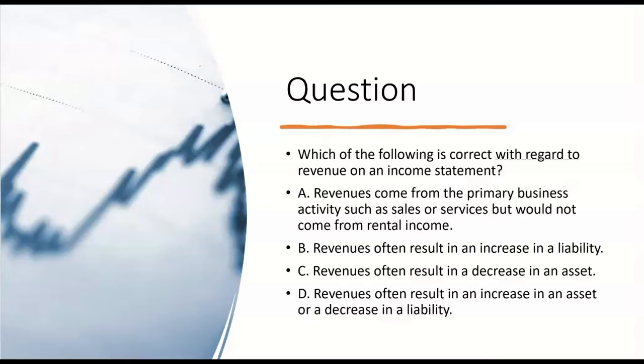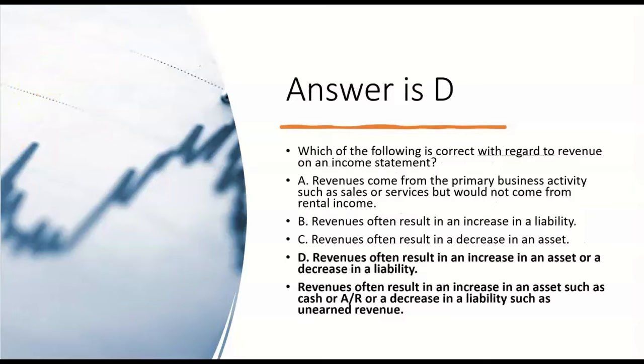C, revenues often result in a decrease in an asset. No. Revenues might result in an increase in an asset, like cash or accounts receivable being debited when revenue is credited. D, revenues often result in an increase in an asset or a decrease in a liability. Yes. Letter D is correct. Revenues often result in an increase in an asset, such as cash or accounts receivable. Or revenues could result in a decrease in a liability, such as a decrease in unearned revenue.